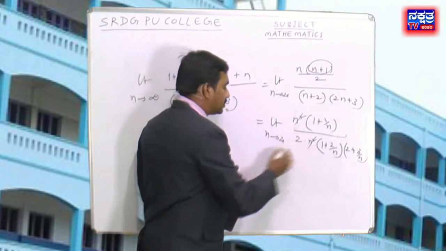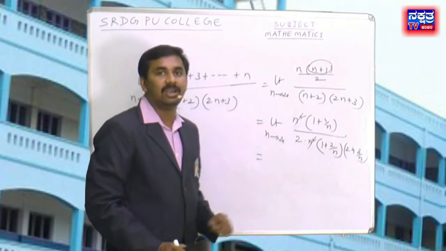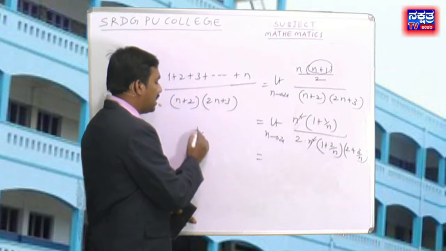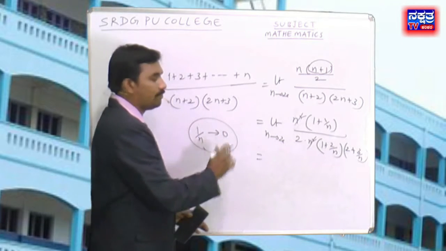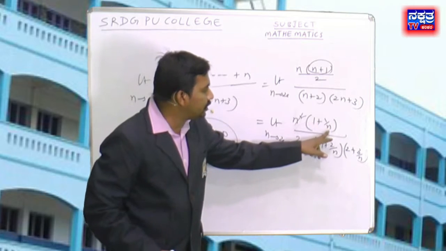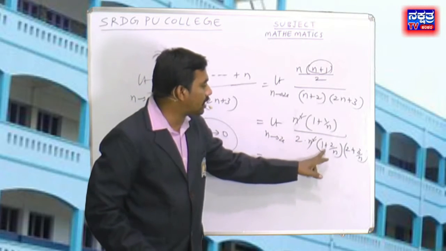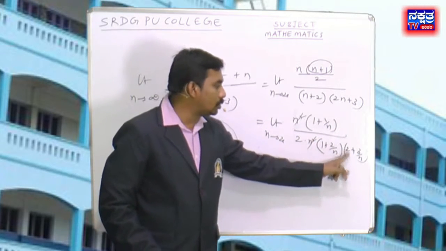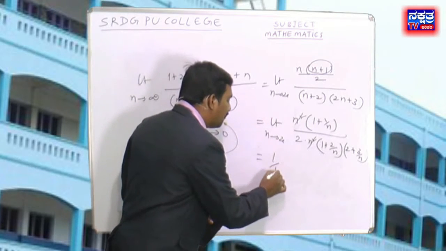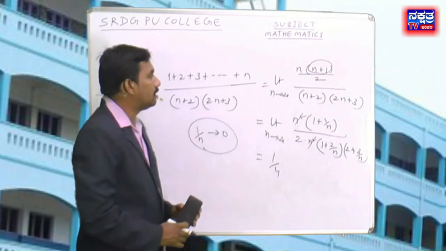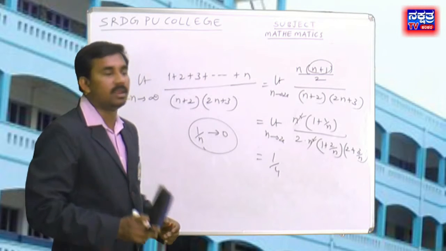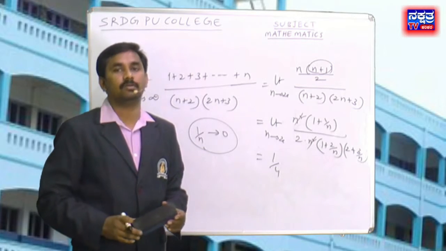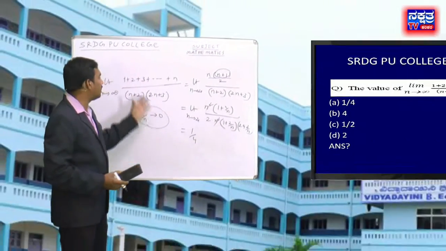Then after cancellations, when n tends to infinity, 1 by n tends to 0. So 1 by infinity tends to 0. So that's why here (1 plus 0) by 2 into (1 plus 0) into (2 plus 0), that is 1 by 2 into 1 into 2, that is 1 by 4. So that is the answer. Many problems of this type are likely to be asked. One thing we have to remember: take the highest power common from the given function.